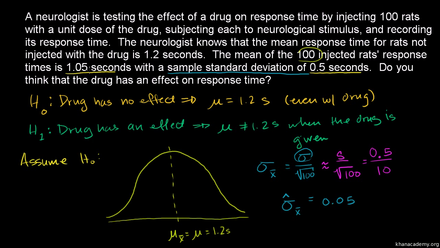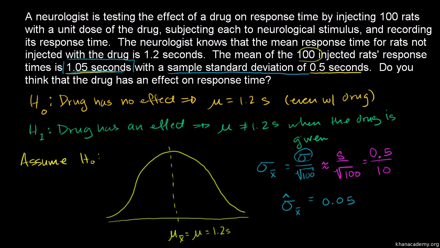Or another way to think about it is, how many standard deviations away from this mean is 1.05 seconds? And what is the probability of getting a result at least that many standard deviations away from the mean? So let's figure out how many standard deviations away from the mean that is. And essentially, we're just figuring out a z-score for this result right over there.